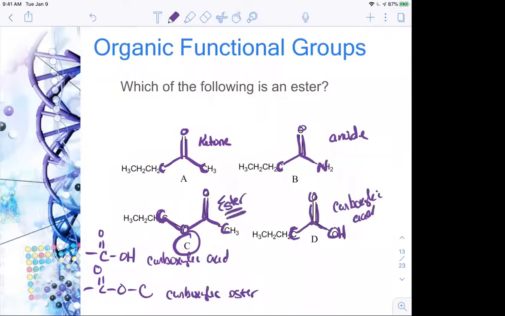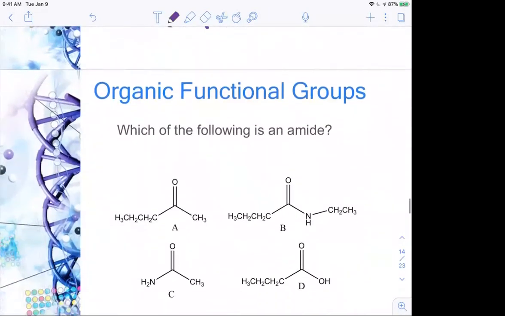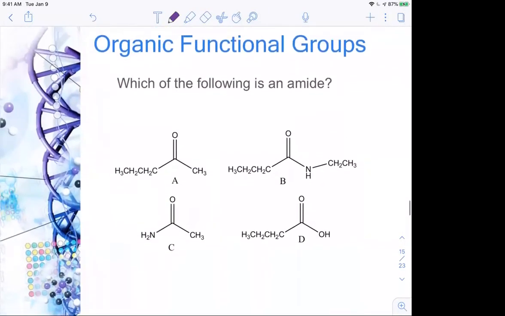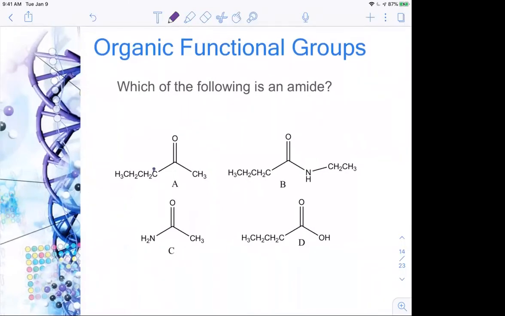So again, you need to be able to look at these and you need to be able to recognize them. Which of the following is an amide? Carbon, double bond O carbonyl, carbon, ketone. Carbon, carbonyl, nitrogen. This is an amide. So that's an answer.